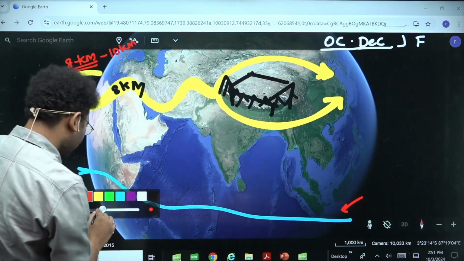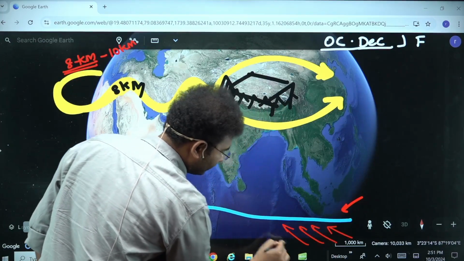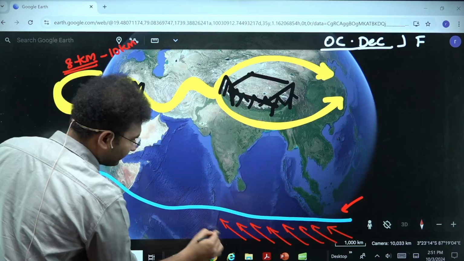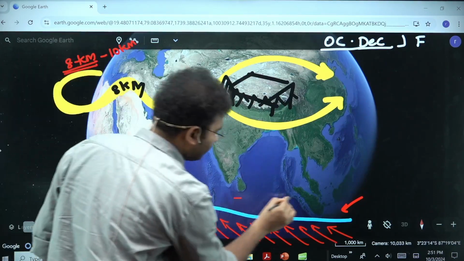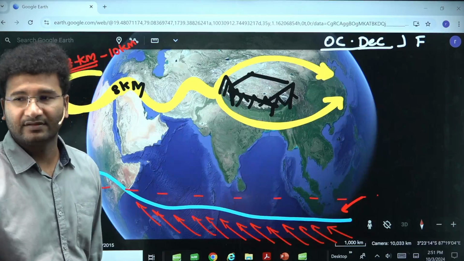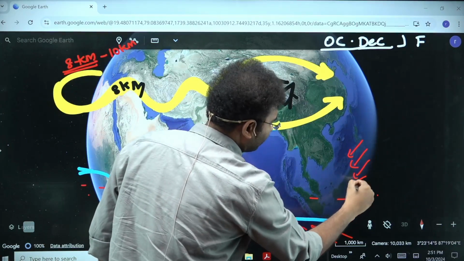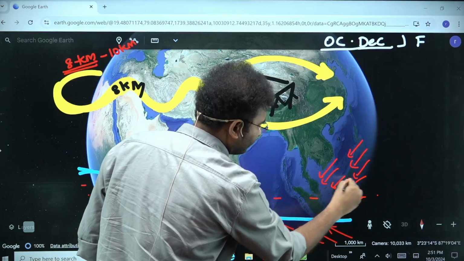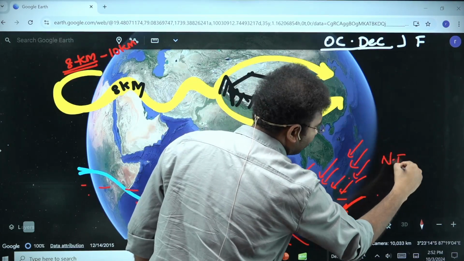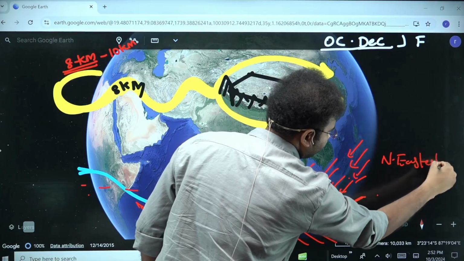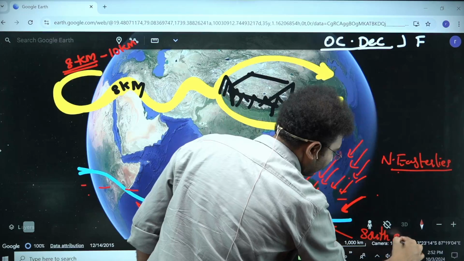This is how you get to see the winds coming and meeting the ITCZ zone. These are southeasterlies, right? And this is your equator. So the winds from the northern hemisphere also tend to come towards the ITCZ. So these are your northeasterlies, and these are southeasterlies.